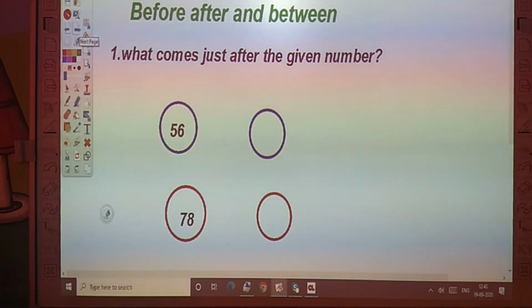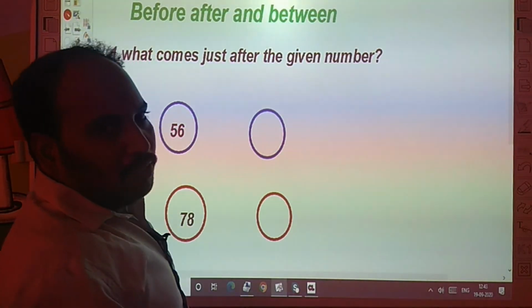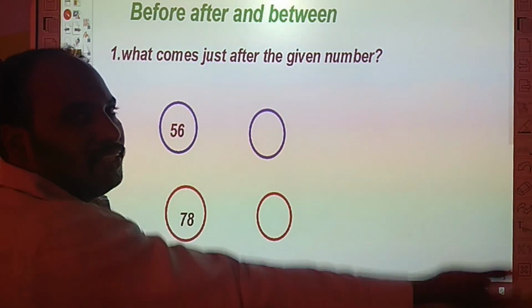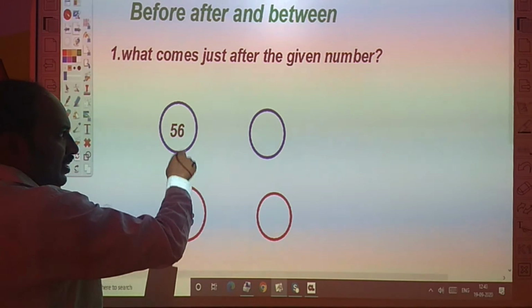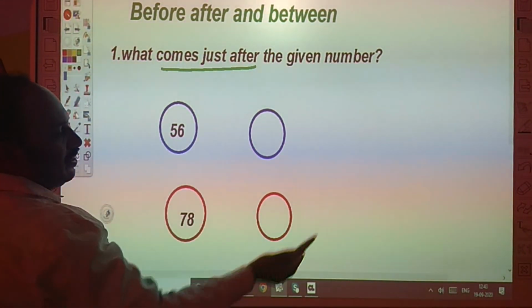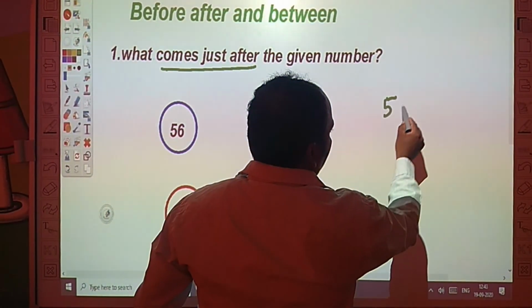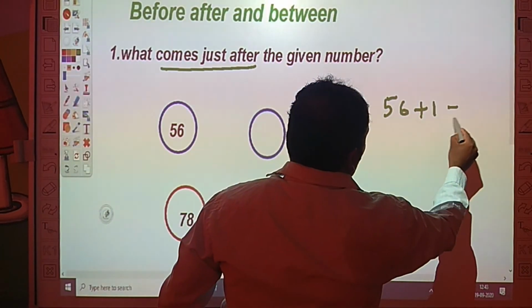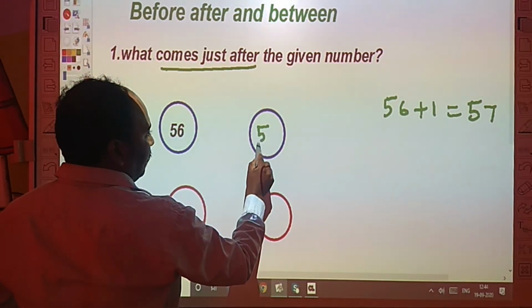Next one, before, after and between. Question number 1. What comes just after the given number? The given number is 56. After means plus 1. 56 plus 1 is equal to 57.